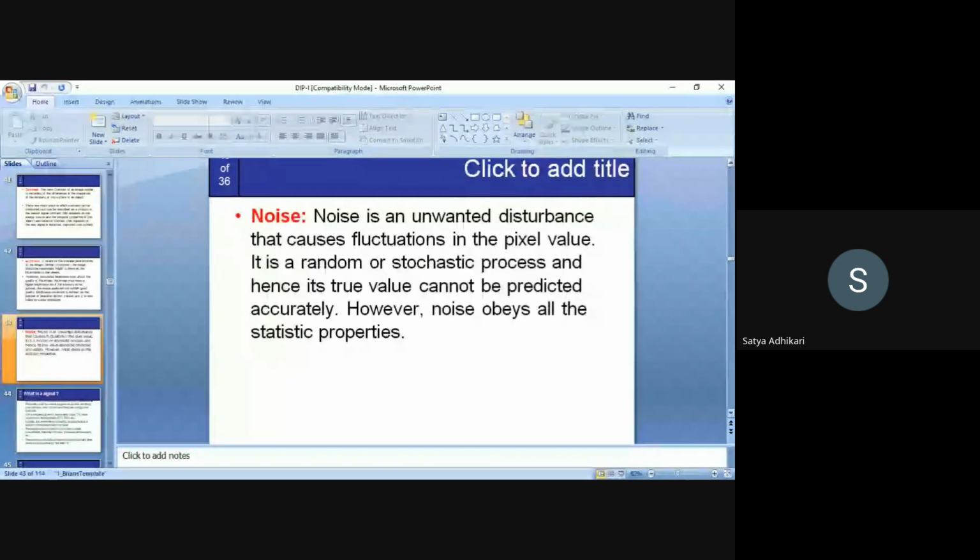Another term is noise. It is an unwanted disturbance. We do not want noise to be present in our image. Noise is an unwanted disturbance that causes fluctuation in pixel value. It is a random or stochastic process, and hence its true value cannot be predicted accurately. However, noise obeys statistical properties.